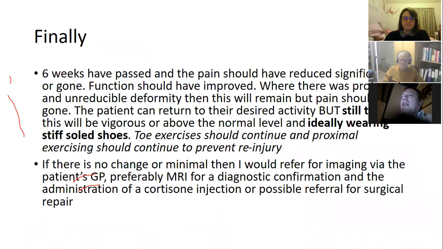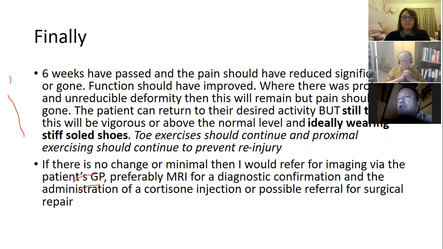Okay, finally, 6 weeks have passed. The pain should have significantly gone, the swelling should have gone down and function should be improved. However, where there's unreducible deformity, hopefully the pain has gone, but it's unlikely that you might be able to fully restore the toe to where it is, particularly if there's a hallux abducto valgus and the toe was overriding it. It may be that you have to continue the taping. But what I would say is this, generally after 6 weeks, the pain has gone and some function has returned. However, usually the deformity, if it's profound, remains.